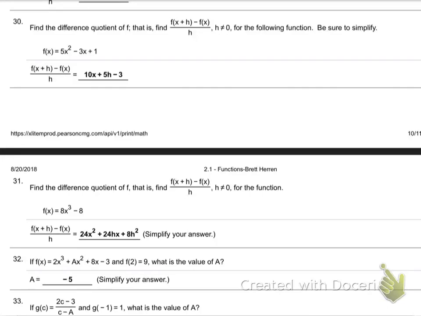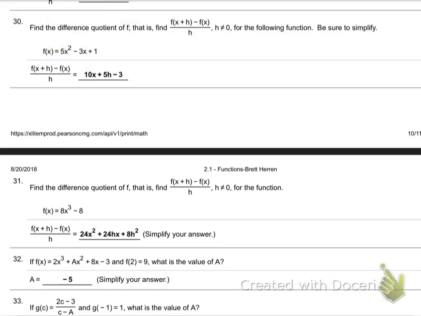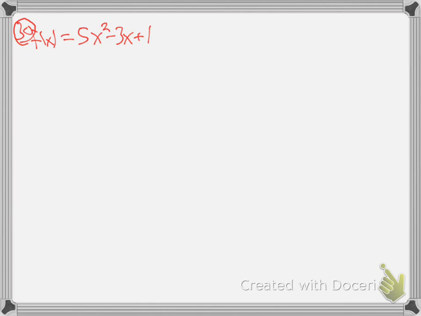2:30. 5x squared minus 3x plus 1. Is that right? 5x squared minus 3x plus 1. Yeah. All right. So same kind of thing. We want to do the difference quotient. So f of x plus h minus f of x all over h. All right. So give it a try.